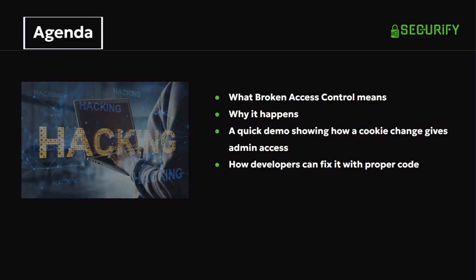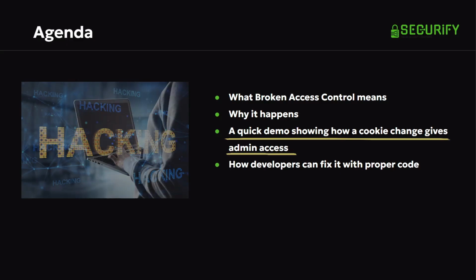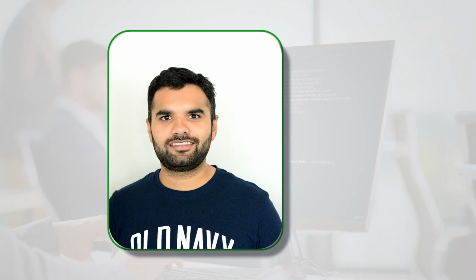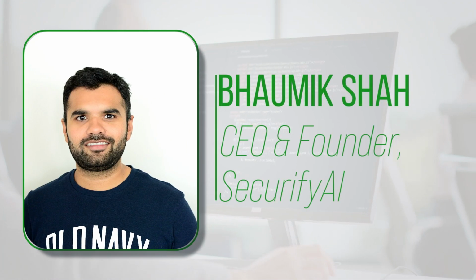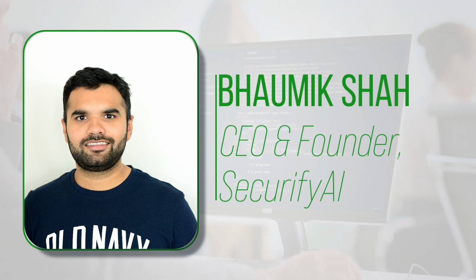Here is the agenda of what we will go through in this video. First we'll go through what broken access control means, why it happens, a real example, a quick demo showing how a cookie change gives admin access, how developers can fix it with proper code, and also a little bit of discussion on how to test, monitor and prevent it in the future.